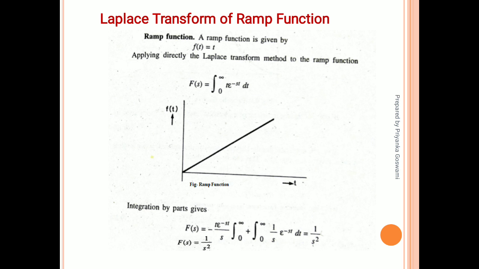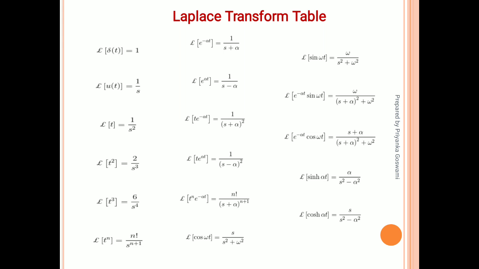Here we put f(t) equal to t. Now, integration by parts gives F(s) = [-t e^(-st)/s] from 0 to infinity plus integral from 0 to infinity of (1/s) e^(-st) dt. So, after solving, we can write F(s) = 1/s². This is the Laplace transform of some useful functions.